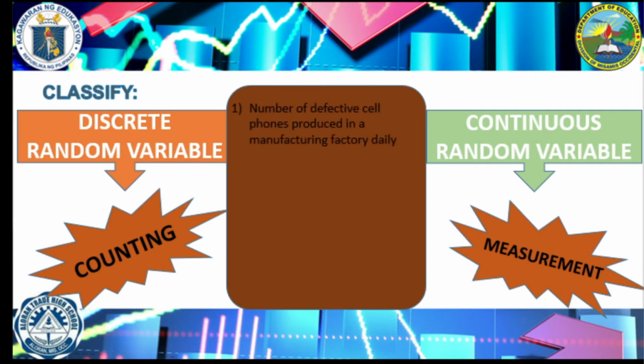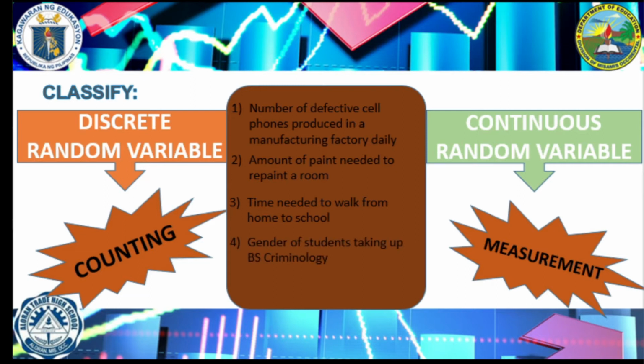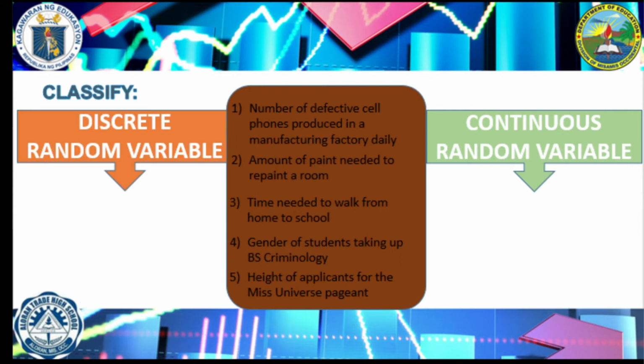Number 1, number of defective cell phones produced in a manufacturing factory daily. Number 2, amount of paint needed to repaint a room. Number 3, time needed to walk from home to school. 4, the gender of students taking up BS Criminology. And lastly, height of applicants for Miss Universe pageant. So which one belongs to discrete and which one belongs to continuous?